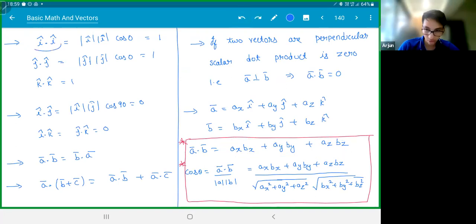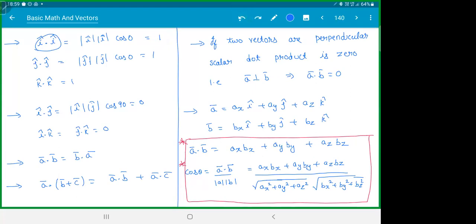Because see now, Arjun, I dot I became 1. Correct. There's no vector left over there. I dot I became 1. There's no vector there.